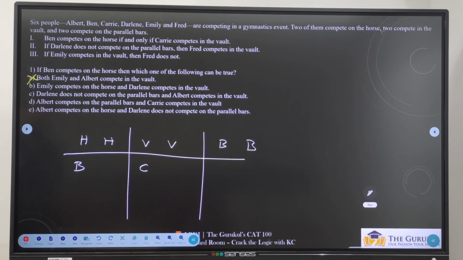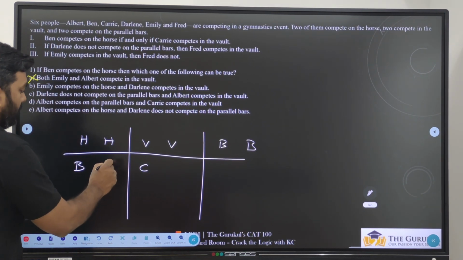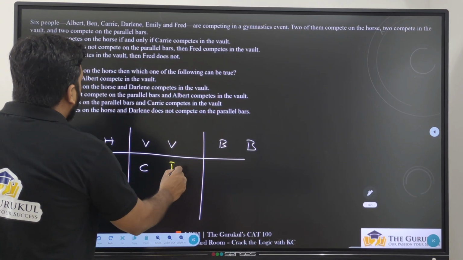E compete on the horse and D compete on the vault.